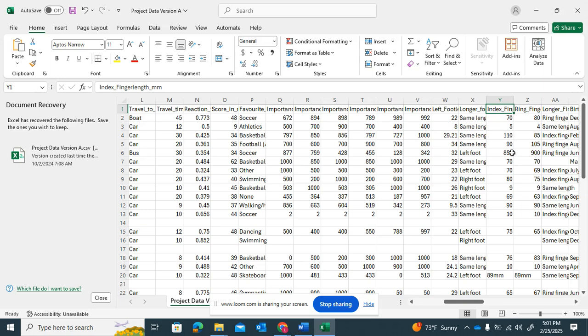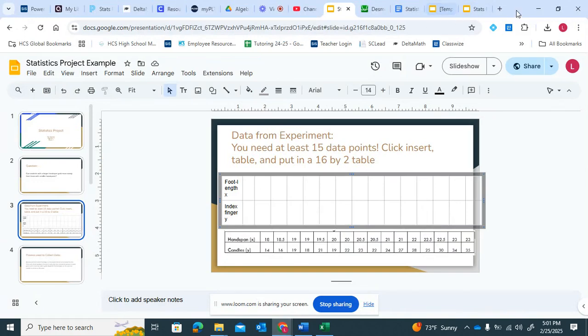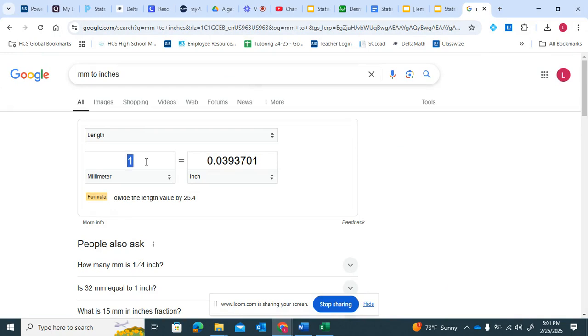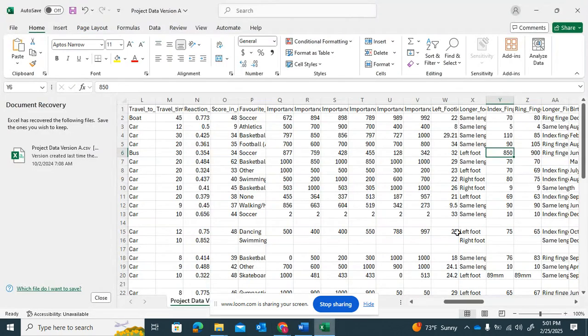So all you would do, so like this right here, just kind of looks kind of wrong. If I was just looking at the numbers, most people have like 70, 80, and then this person has 850. So I think something went wrong there. They probably tried to convert it, and maybe they meant to put 85. So 850, that just kind of looks wrong. You could kind of see to make sense of it. You could just type in millimeters to inches, and 850. That's 33 inches. No one has an index finger that's 33 inches. So obviously that person messed up.